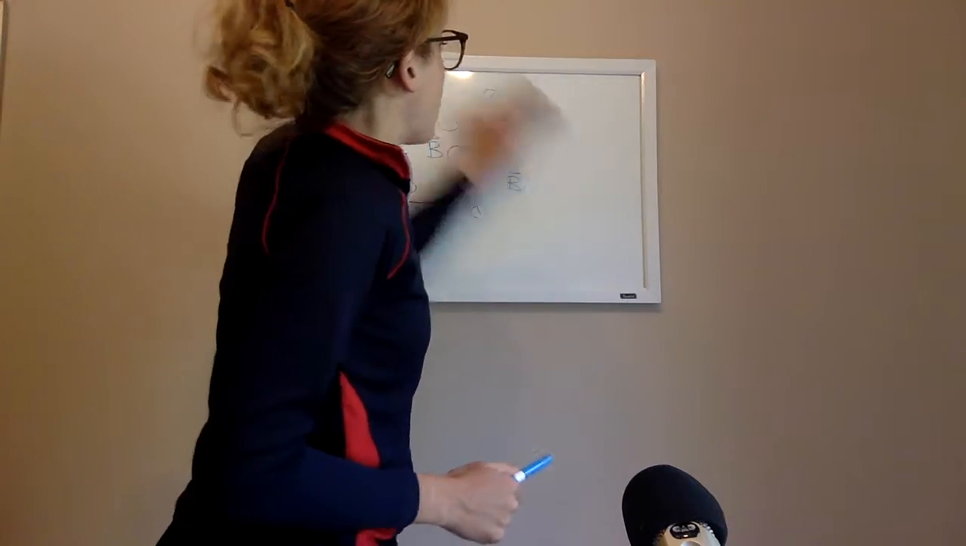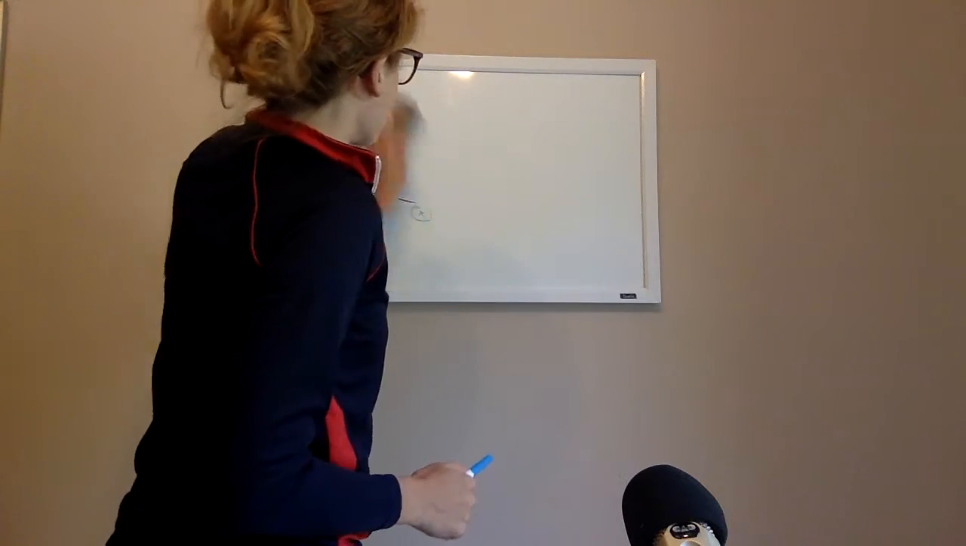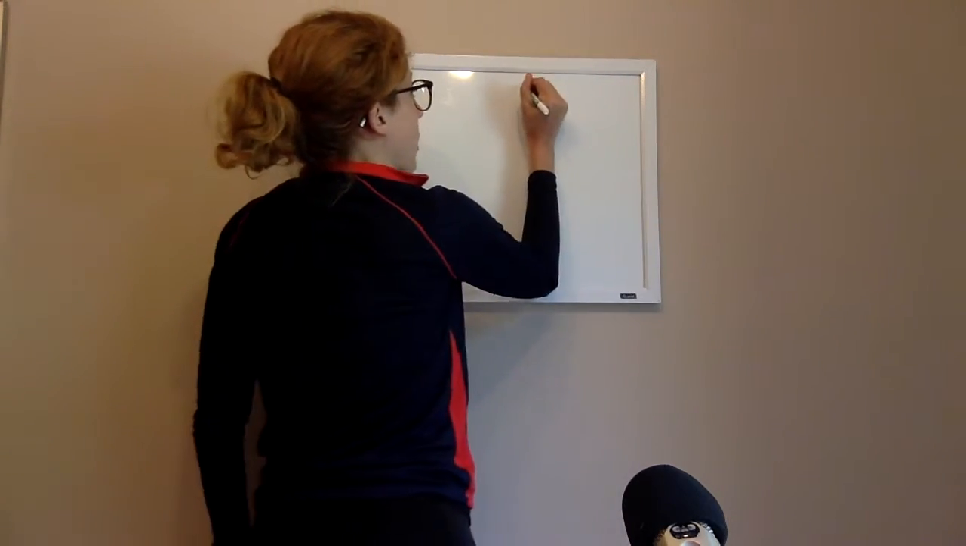Now let's try right-hand rule number two. Right-hand rule number two is the one that you're going to use pretty much any time that you're dealing with cross products.